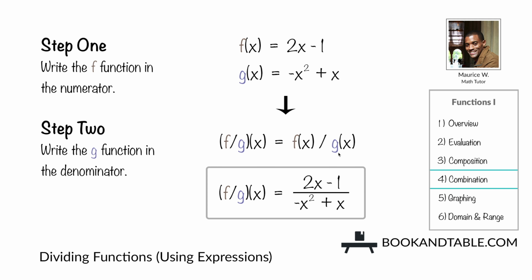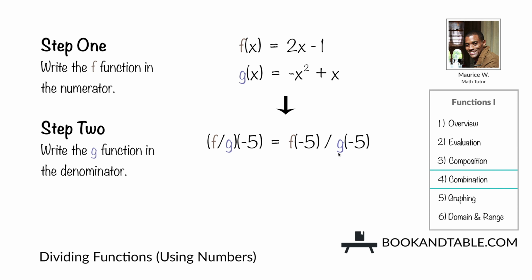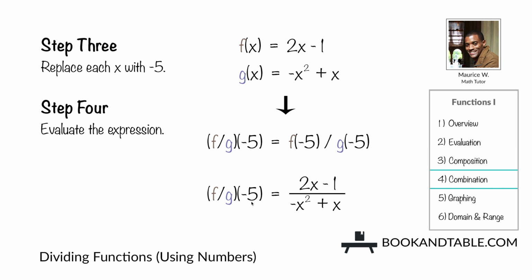So let's take a look at how to divide functions using numbers. Step 1, write the f function in the numerator. And step 2, write the g function in the denominator. So again, we wind up with 2x minus 1 divided by negative x squared plus x. But now we're going to replace x with negative 5. So we'll replace this x with negative 5, this x with negative 5, and this x with negative 5.